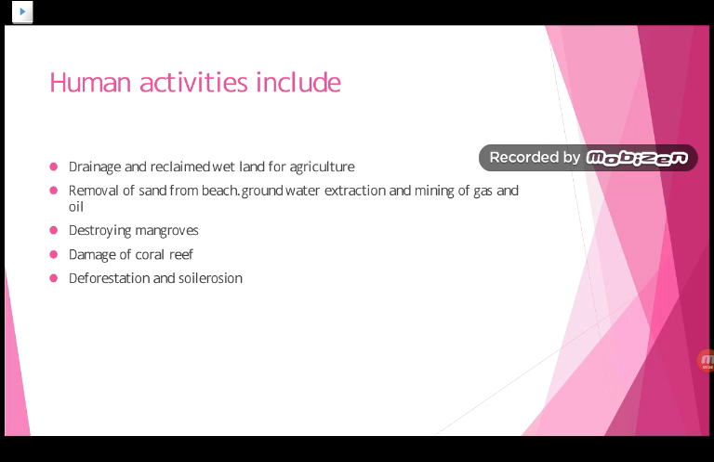Next is mining, like extraction processes, maybe due to this we are facing the flood. Next is destroying mangroves. जो mangroves हमारे coastal region में present रहते हैं उसे हम remove करने से क्या होता है, flood will take place. Damage of the coral reef also is one of the human activities. Deforestation and the soil erosion. So deforestation, soil erosion, these are all the human or man-made causes where somewhere human beings are responsible for the flood or one of the disasters, you can say.